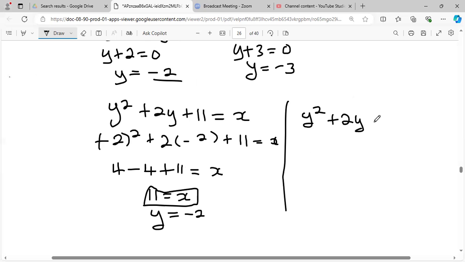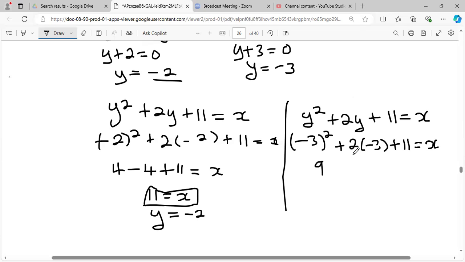Alright, so we have y squared plus 2y plus 11 equal to x. Now, if I want to know when y is negative 3, what's x? So we put the negative 3 there, and we put the plus 11. This gives you 9, 2 times negative 3 is negative 6, and we have plus 11, that equals x. So 9 minus 6 is 3, plus 11, so x is 14. Alright, so we get both of them: x is 14 on this side when y is negative 3.